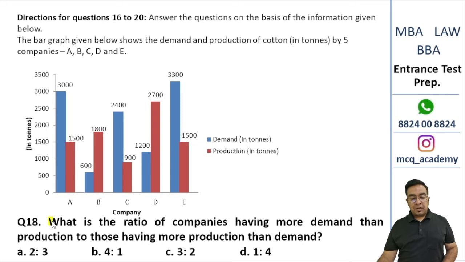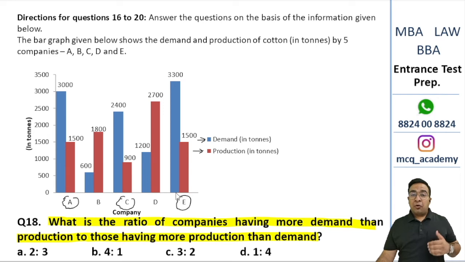Question number 18. What is the ratio of companies having more demand than production to those having more production than demand? So क्या करेंगे यहां पे हम लोग calculate more demand than production, blue being more than red. ब्लू कहां पे रेड से ज्यादा है? कंपनी ए के लिए ज्यादा है, कंपनी सी के लिए ज्यादा है और कंपनी ई के लिए ज्यादा है. For rest of all the companies the production is more than demand, so the ratio will be equal to 3:2, and you would mark option number C as the answer to this question.